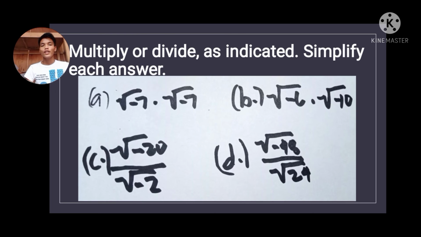Here is the situation: multiply or divide as indicated, and simplify each answer. In A, the square root of negative 7 times the square root of negative 7. B, the square root of negative 6 times the square root of negative 10. C, the square root of negative 20 over the square root of negative 2. And D, the square root of negative 48 over the square root of positive 24.